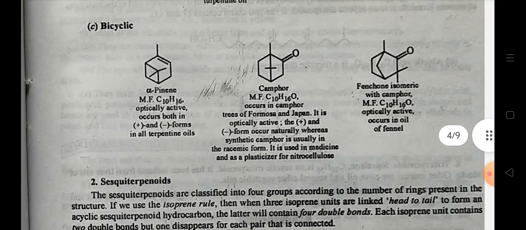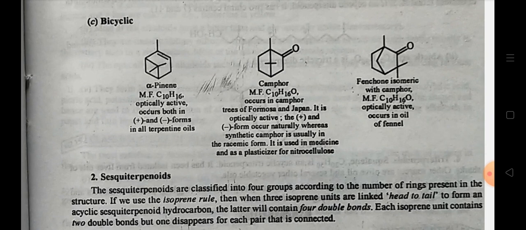Another classification is bicyclic. Example is alpha-pinene. Molecular formula is C10H16. Optically active, occurs both in plus and minus form in all turpentine oil. Next one is camphor. Molecular formula is C10H16O. Occurs in camphor trees of Formosa and Japan. It is optically active and the plus and minus forms occur naturally, whereas synthetic camphor is usually in the racemic form. It is used in medicine and as a plasticizer for nitrocellulose.